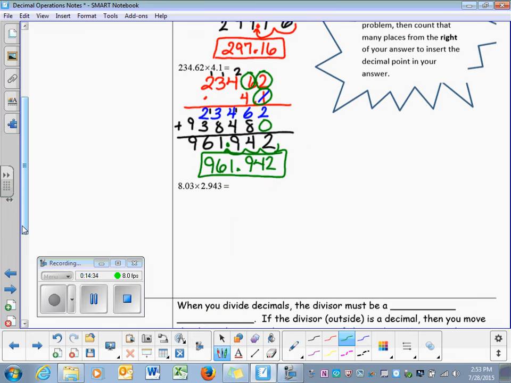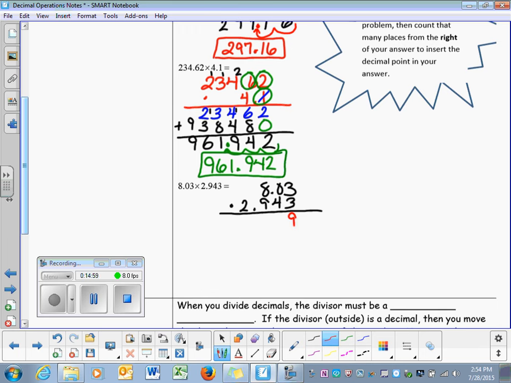One more multiplication problem. All righty. Let's see. 8.03 and then 349.2. Okay, it doesn't matter which one goes on the top or the bottom here, as long as I'm lining up those last digits when I do it.